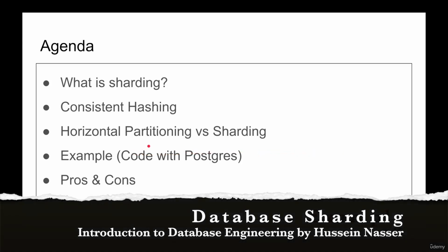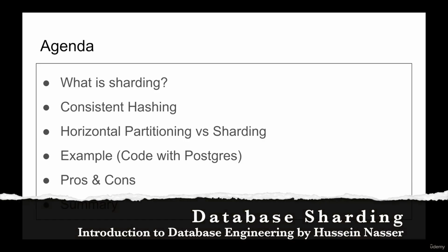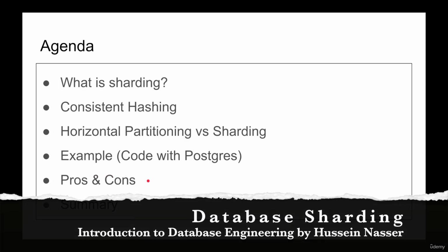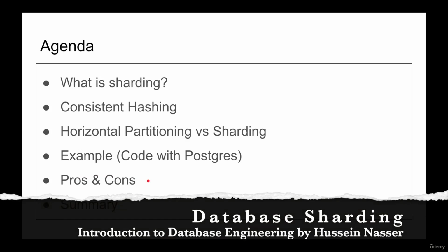And then also we're going to talk about, this is my favorite part, we're going to do an example. We're going to code in Node.js and spin up multiple Postgres shards, and then write and read from those shards, right? Essentially we're going to build a URL shortener kind of thing. And finally, we're going to talk about the pros and cons of database sharding, because guess what? Nothing is perfect. And finally, we're going to summarize the whole thing.